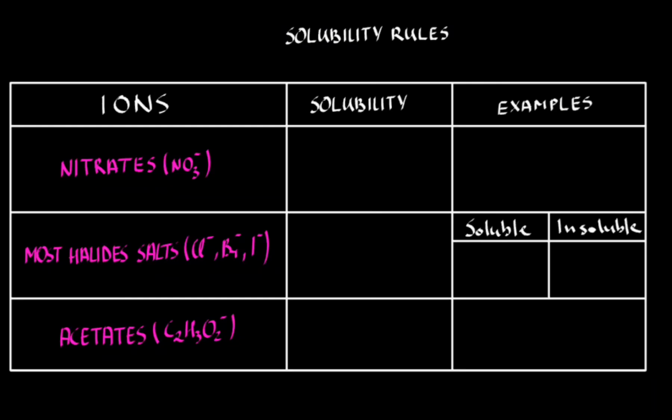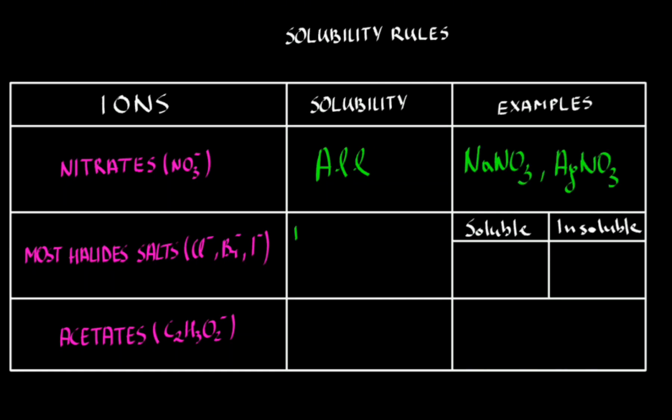Solubility rules are a set of guidelines used to determine whether a compound will dissolve in water or whether it will form a precipitate. These rules are fundamental when working with ionic compounds in aqueous solutions. So all nitrates are soluble in water, for example, sodium nitrate and silver nitrate.